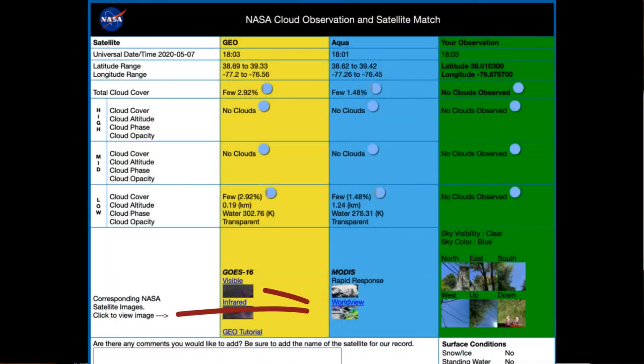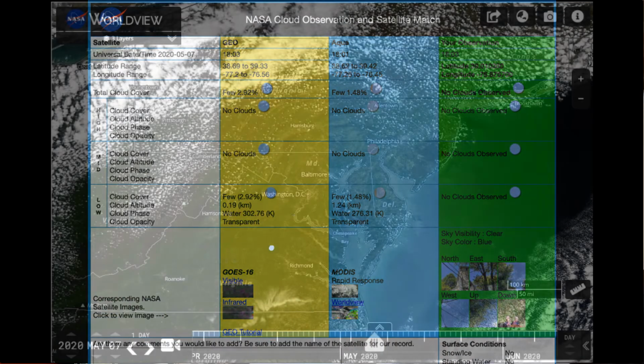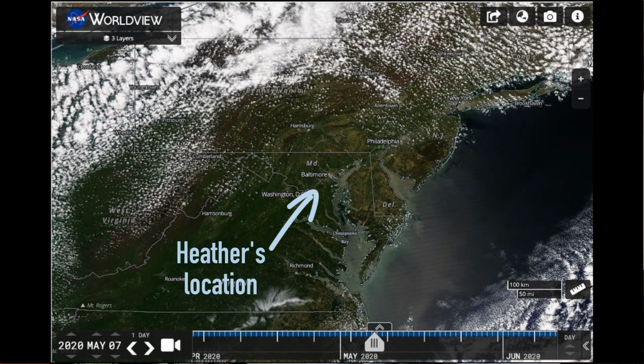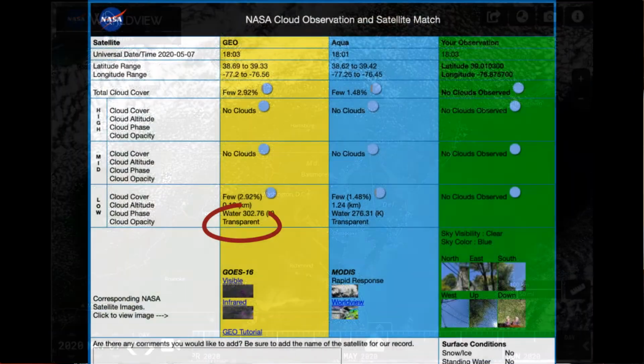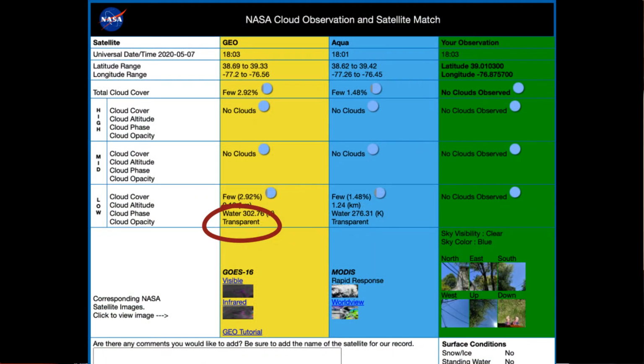Let's take a look at the satellite data. Okay, it looks like the clouds are more concentrated towards the edges of the image, so they may have been blocked by my house and the trees. I also noticed that the clouds were transparent, so even if my view of them wasn't blocked, it still may have been difficult to see them.